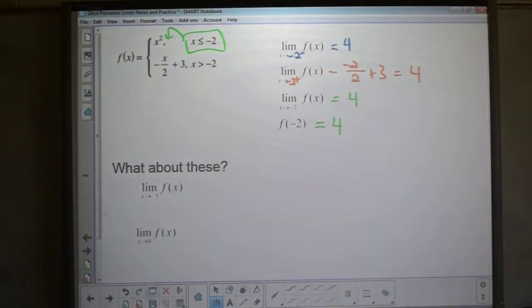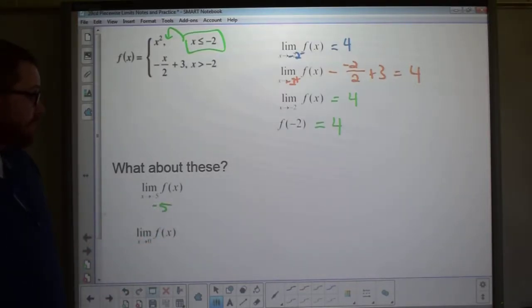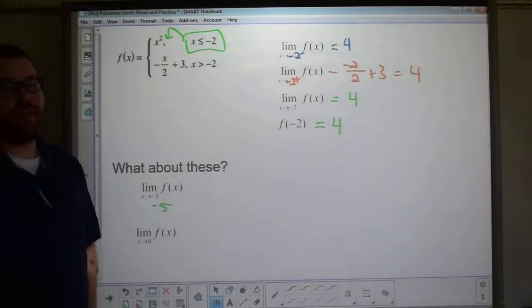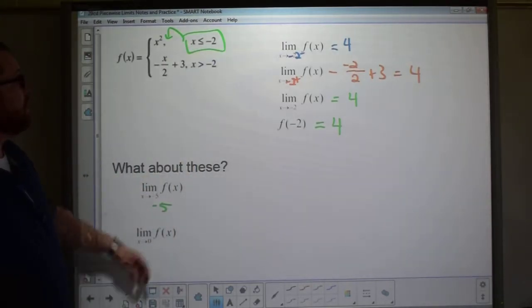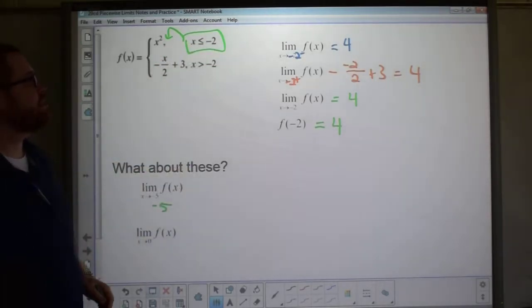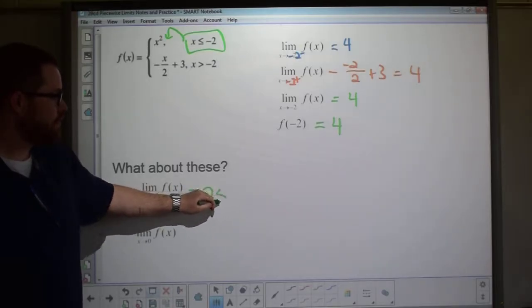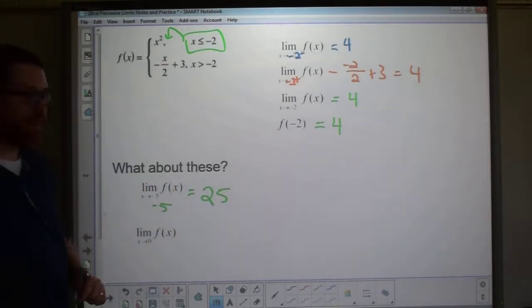What about these? This one says as x approaches -5. Well, -5 isn't the point where they connect. It's just a point. Does it go in the top or the bottom? It goes in the top because -5 is less than -2. So just plug in the -5. -5 squared is 25.